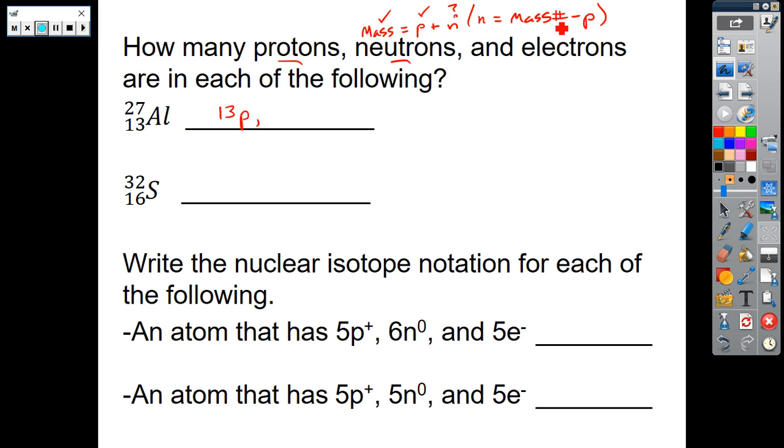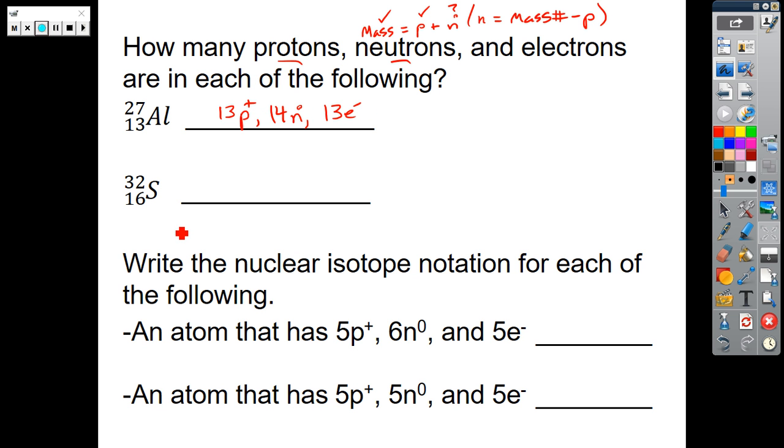So the neutrons equal the mass number minus the protons if you needed to subtract. So in this example, if we did 27 minus 13, that would give us 14 neutrons. Okay? And then the bottom number is the atomic number. Now, if we assume this atom is neutral, then the protons and the electrons would be the same. So we could say this has 13 electrons as well. So 13 protons, 14 neutrons, 13 electrons.